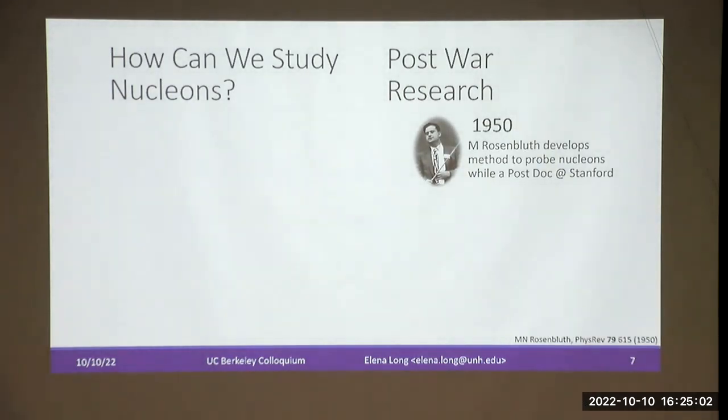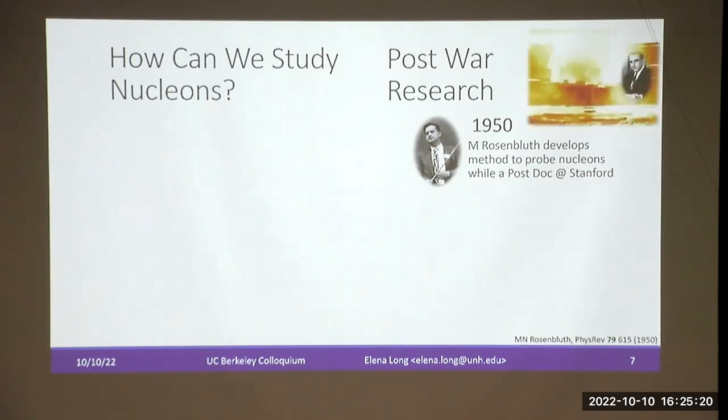In 1950, there's actually a postdoc at Stanford by the name of Rosenbluth who started going back through and developed a method where we could better understand this hint of substructure that was hinted at before, how we can understand what's actually going on inside the proton. He actually went to work for Teller after this, but what he developed was a method to use elastic electron scattering from nuclei to better understand what's inside them. So what do I mean by that?